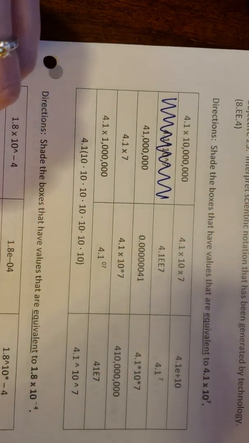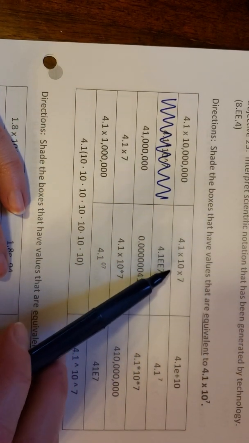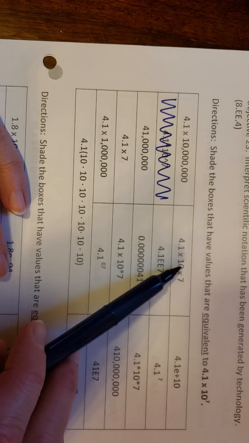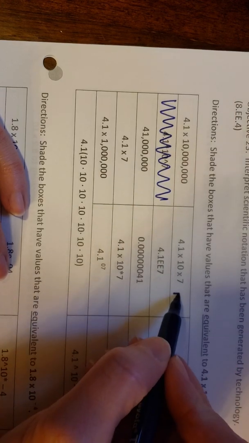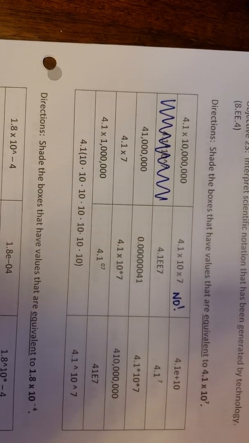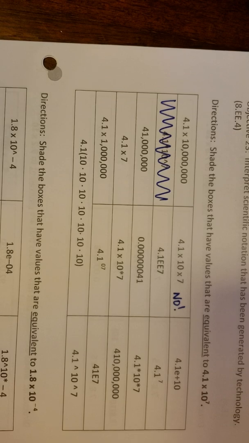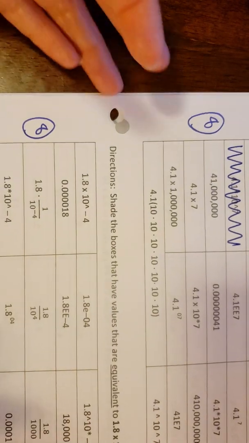Now you'd have to be thinking about these things. 4.1 times 10 times 7, that's different. 10 to the 7th means 10 times itself 7 times, not 10 times 7. So this would be no shading. Okay, and then you would repeat that process at the bottom. And if it helps you, I will give you the clue that there are 8 boxes to shade on the top and the bottom. Okay, it's a little special treat you get for watching the video.